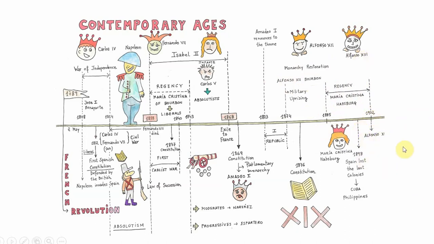It must be said also that in 1898, if you remember from the past, especially from the period of Felipe II, Spain had colonies all over the world, but now we have lost most of them, and in 1898 we finally lose Cuba, which was Spanish, and the Philippines. And that is a very general overview of the 19th century, of the history of Spain in the contemporary ages.